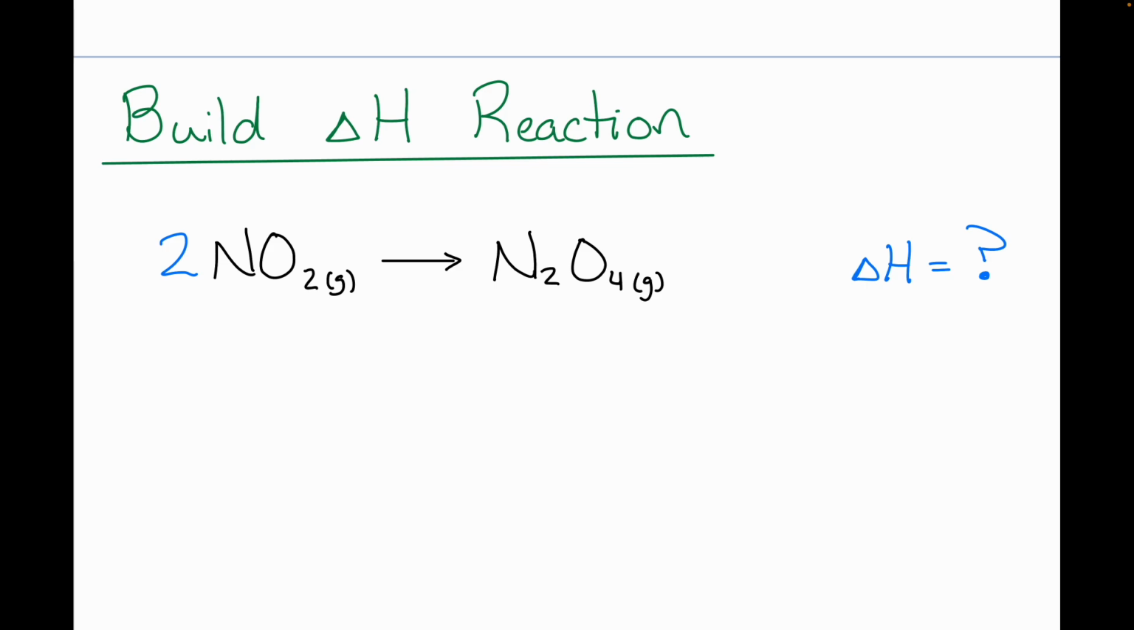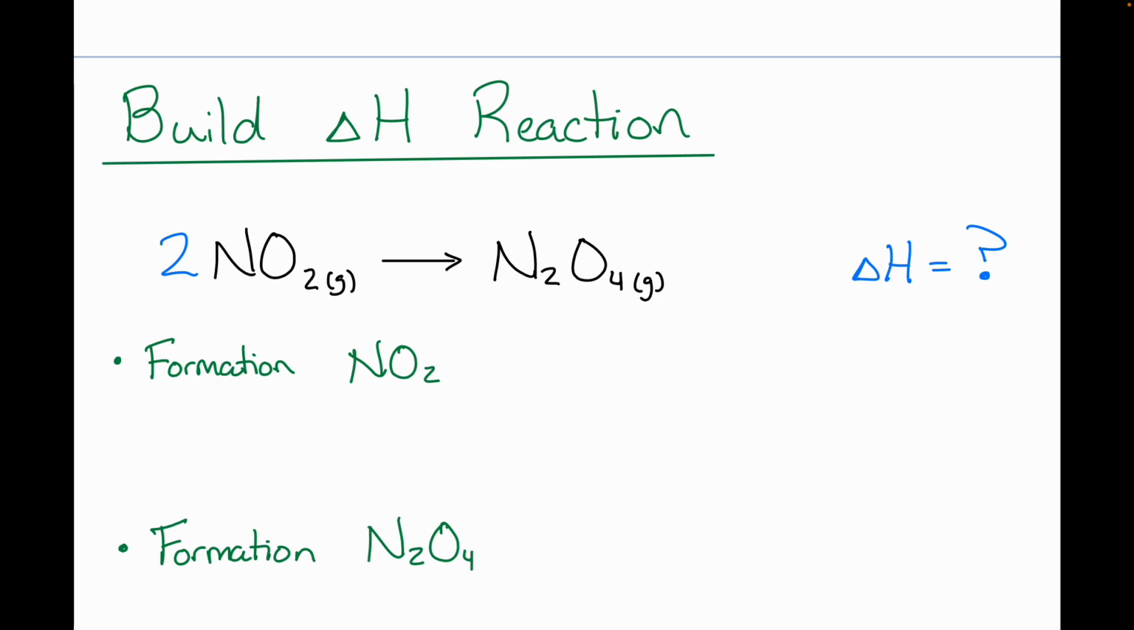Now, unfortunately, it's not as simple as looking it up on a table somewhere. There's no table for every reaction that you could think of. So instead, we're going to break this up into our two formation reactions. I want you all to take a second and give me the formation reaction for that nitrogen dioxide and the formation reaction for that dinitrogen tetraoxide.